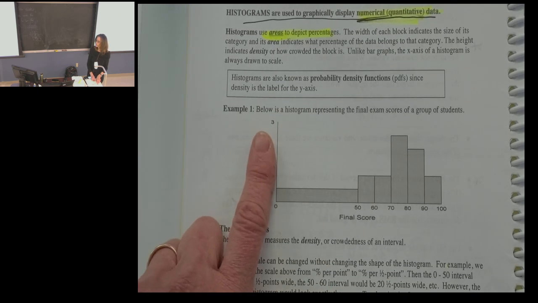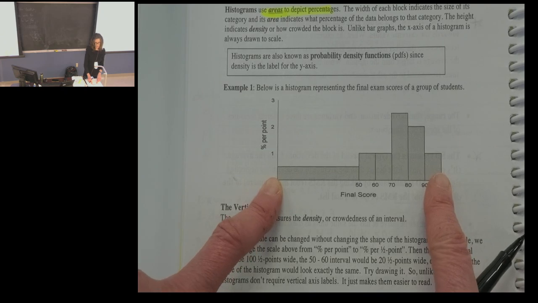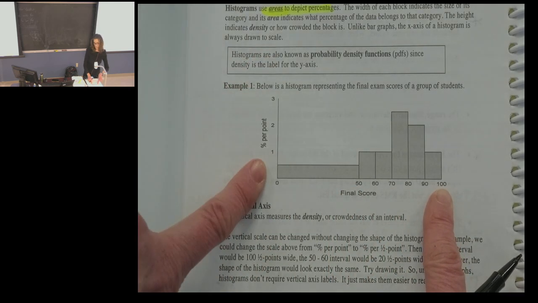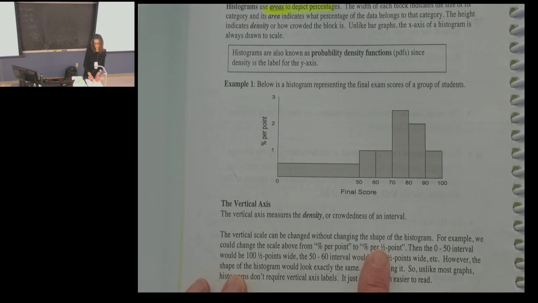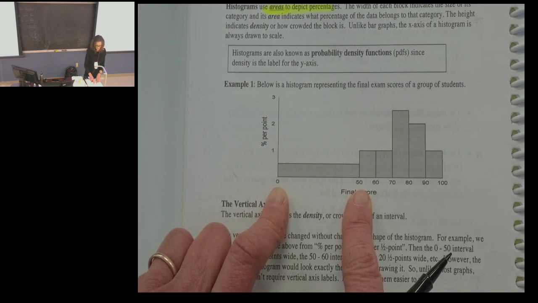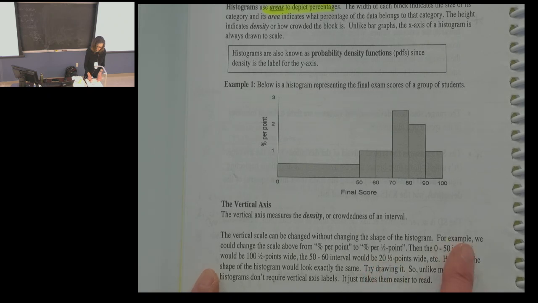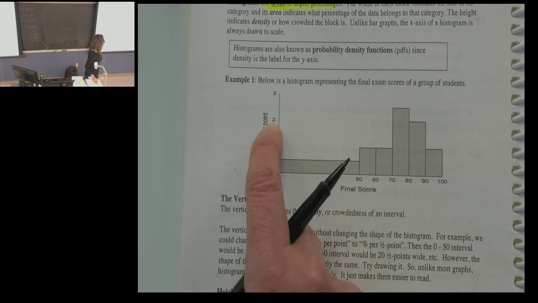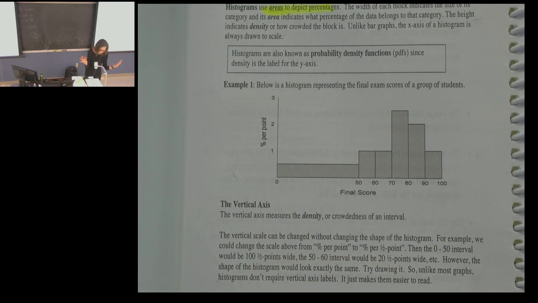Sometimes you won't even see this y-axis. I say it can be changed because if you know that the whole histogram adds up to 100%, and you know the percentages of the blocks, and you know the widths here, the density can be determined. Also, you can change the density scale without changing the shape of the histogram. Right now I have it as percent per point. Between 0 and 50, there are 50 points. But we could change it to percent per half point. Then there'd be 100 half points in this interval, and you would just change the scale. You just divide these by 2. That doesn't really matter that much.